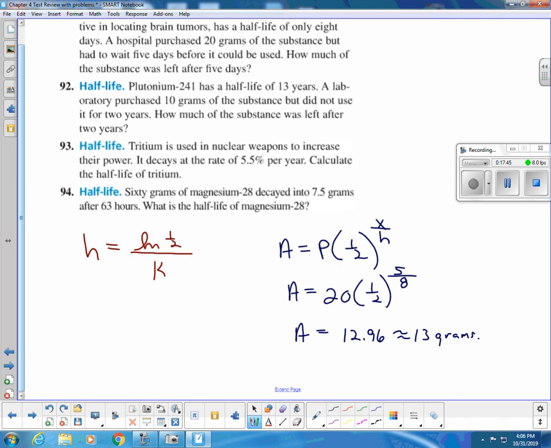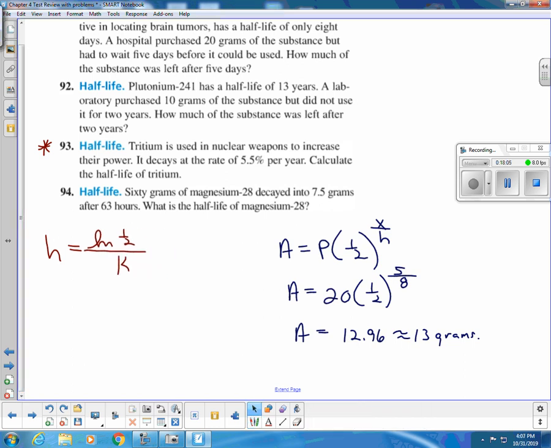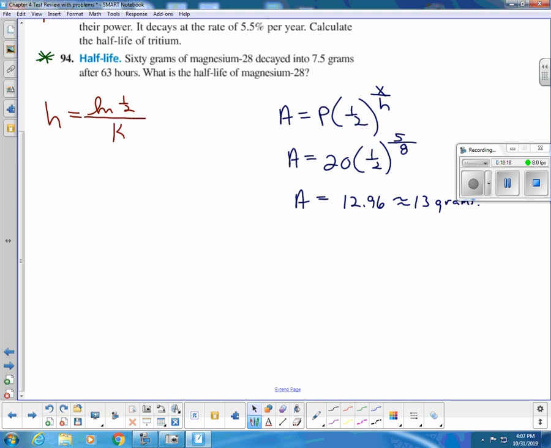Well, you know what? I think we could probably use the blue formula for this one too, because we don't have the decay rate. I would use the red one for this guy right here, 93, sorry, because they're giving you a decay rate. If you don't have a decay rate, you can't use the red formula. You can use the red formula if you have a decay rate or if you have a half-life and you're looking for the decay rate. Let's use the blue formula again for this guy here. You guys can try that 93 on your own. So we have 60 grams of magnesium decayed into 7.5 grams.